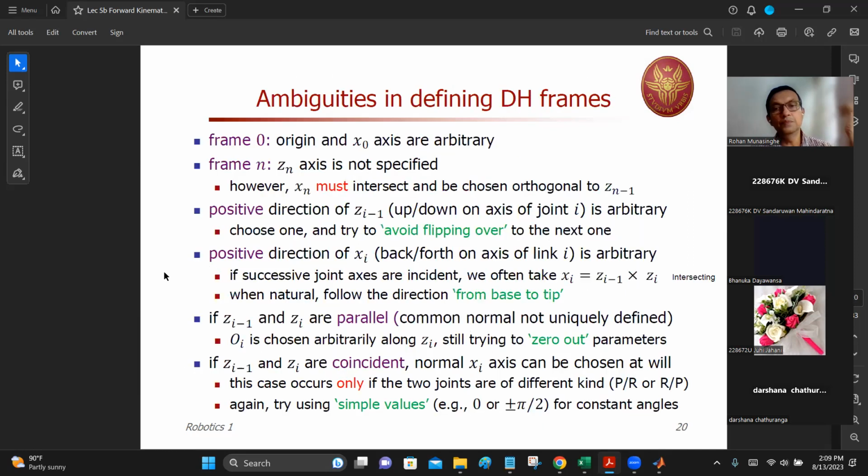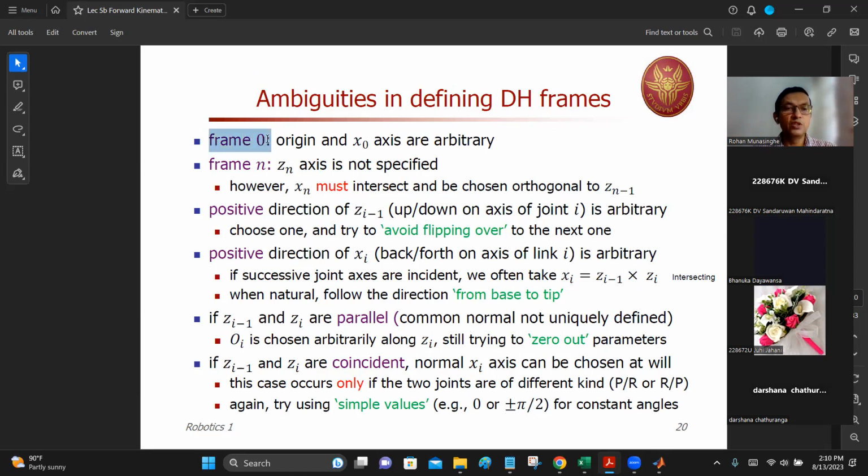Now, there are some ambiguities in defining coordinate frames, right? How do I assign frame 2, frame 3, frame 0 like that? So these are the guidelines for that.